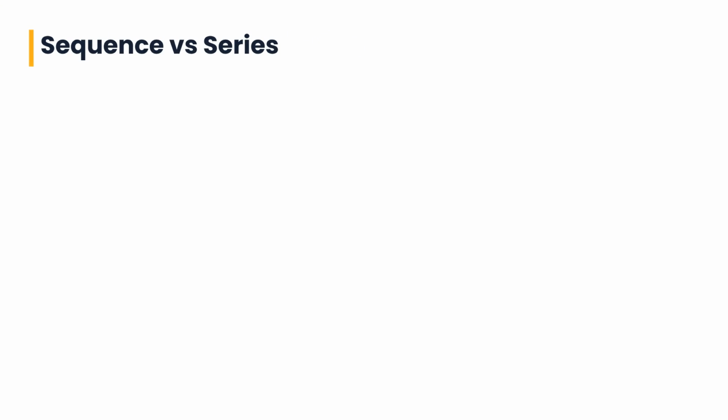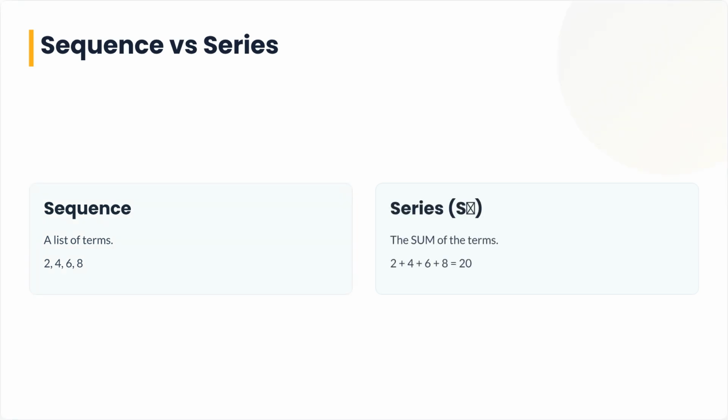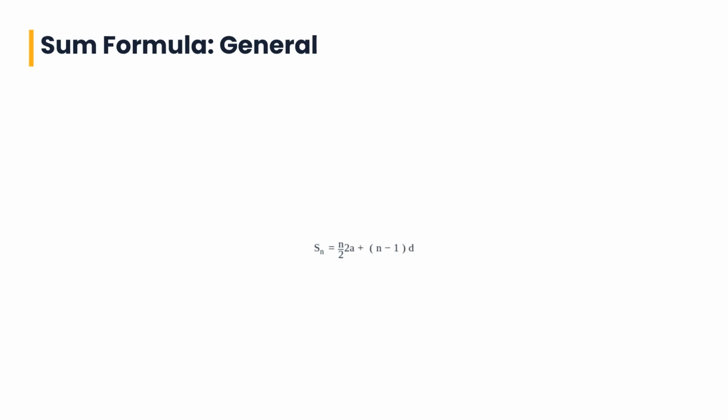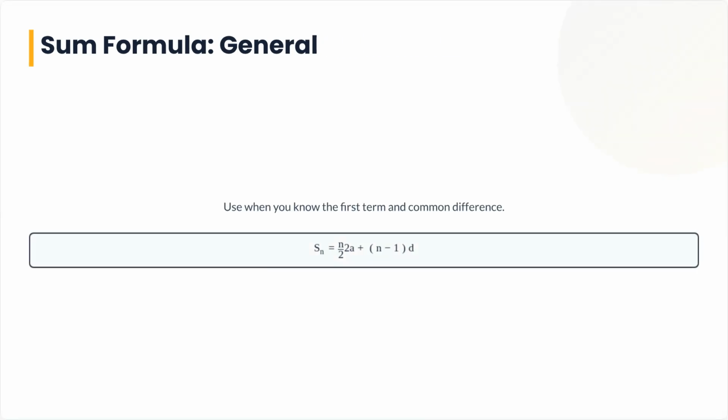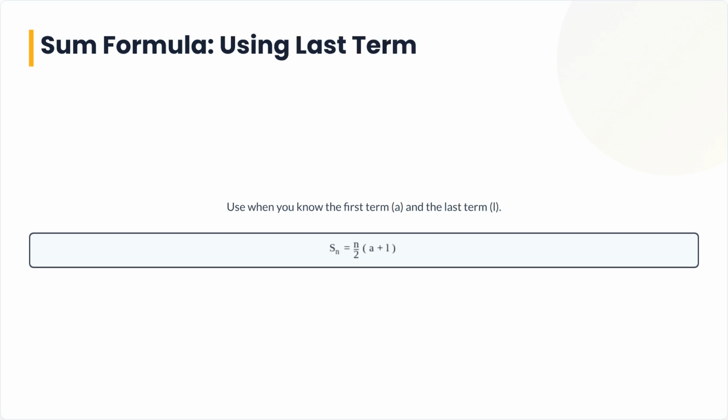To wrap up, remember the distinction. A sequence is simply a list of numbers, whereas a series is the result of summing those terms together. The general sum formula is used when you know the first term and the common difference. It allows for the calculation of the total sum of any arithmetic sequence. Alternatively, you can use the sum formula involving the last term when both the first term a and the final term l are already known.